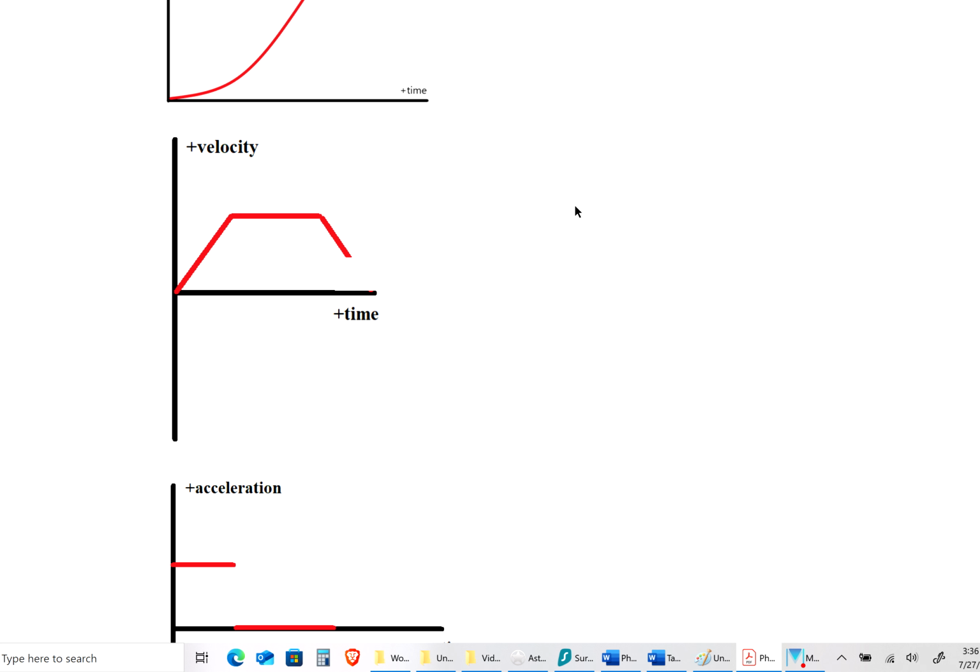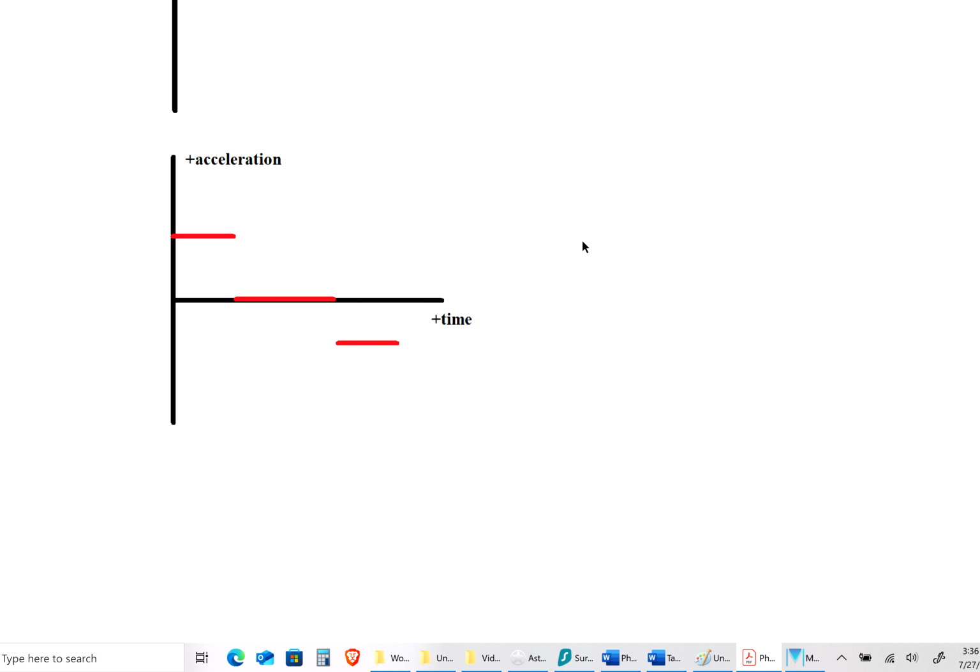And in a velocity versus time graph, we speed up, so the slope is positive. Then we move at the same speed, the slope is 0. Then we slow down, the slope is negative. When we speed up, acceleration is positive. When we move at the same speed, acceleration is 0. When we slow down and stop, acceleration is negative.